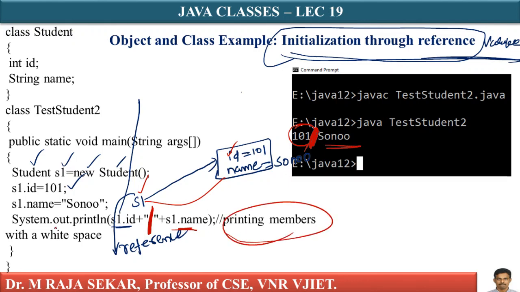I'm printing the members, I'm printing the variables, isn't it? You need not keep anything here with white space, all those things. It's simply that I'm displaying s1.id. What is the difference between this program and my previous program? In my previous program I had not initialized id and name. Here I'm initializing id and name with the help of s1. What is s1? s1 is known as the reference variable.